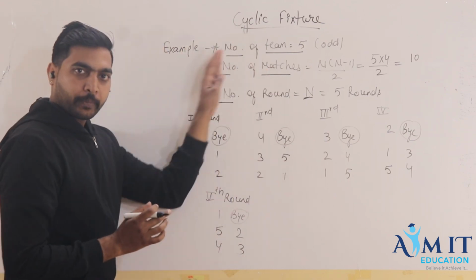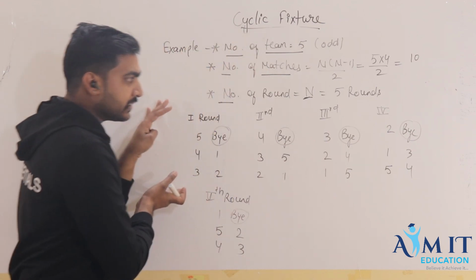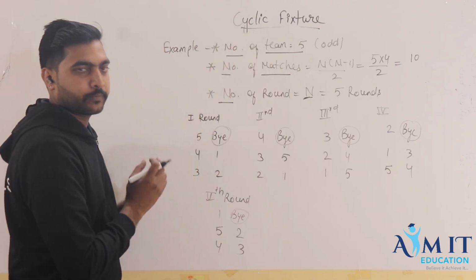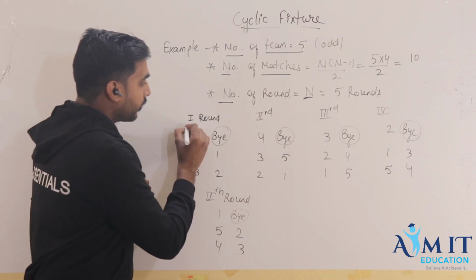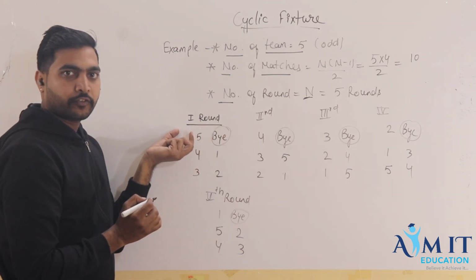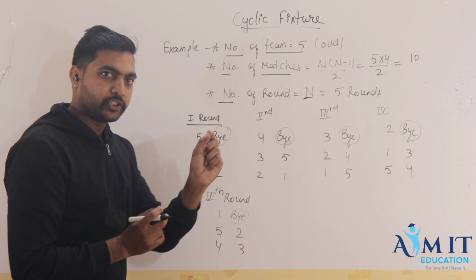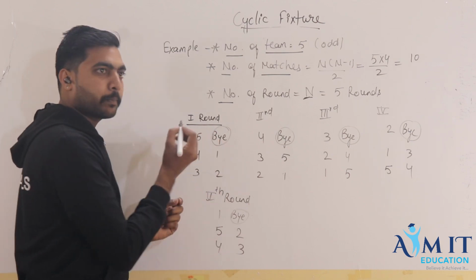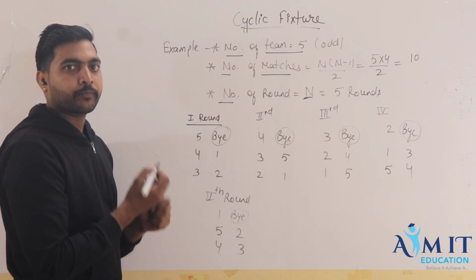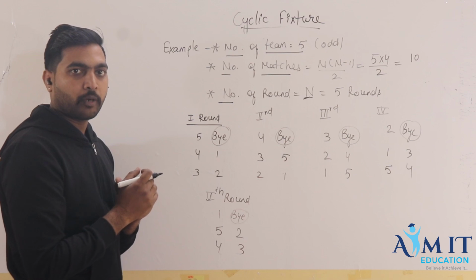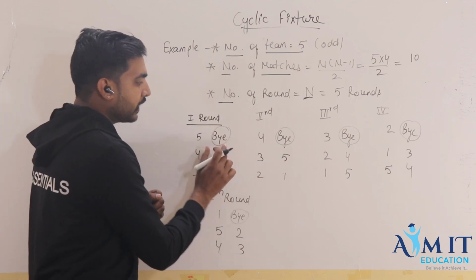So this is the theory part. This is how we draw the picture. First you have to mention the first round. There is one condition: bye is the best friend of the odd number of teams.